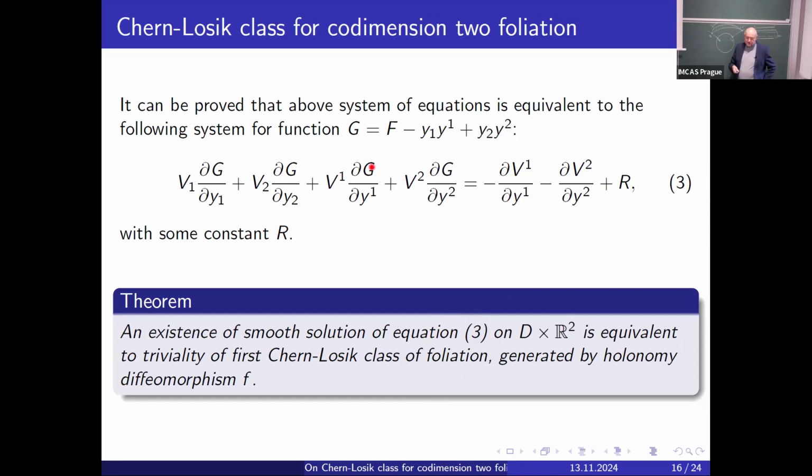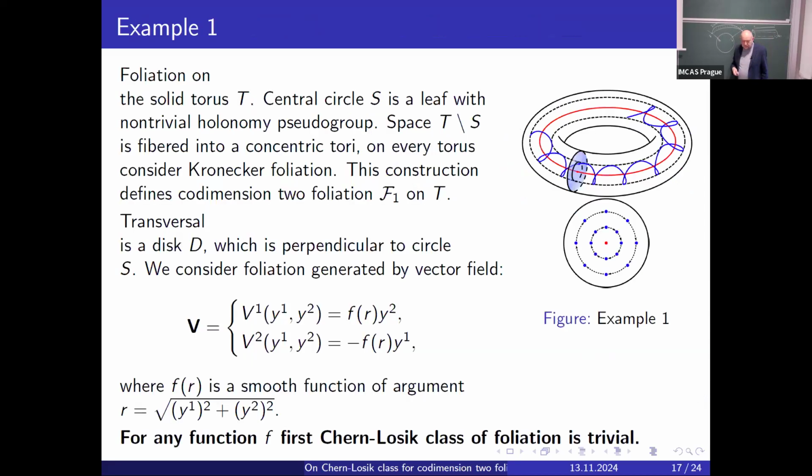We have this equation for function g, which is equal to f minus this function. And the existence of a smooth solution of this equation is equivalent to triviality of the first Chern-Losik class of the foliation, which is generated by f. I think it is impossible to say something about this equation generally, and we need to consider more concrete examples and investigate this equation. So we consider two examples.